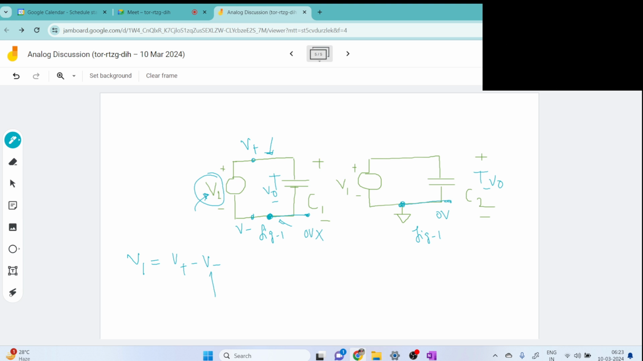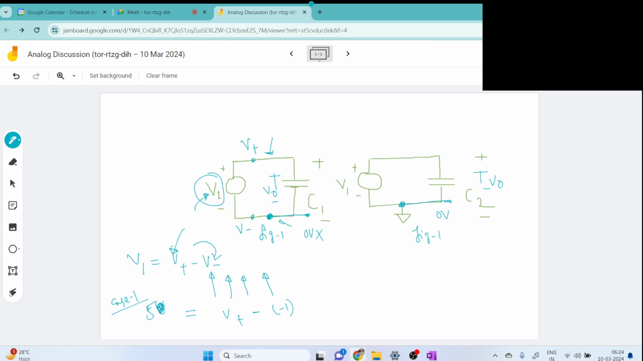So this can be 0, this can be 5, this can be minus 5, this can be minus 10, or whatever it is. Accordingly, this voltage will be fixed according to this value. Let's say this V1 is 5 volt. Consider V1 as 5 volt in one case and minus 5 volt in the other case. So first case, this is case 1. V1 is 5 volt. Here let's say V minus is minus 1 volt.